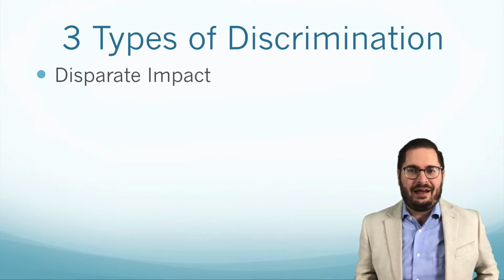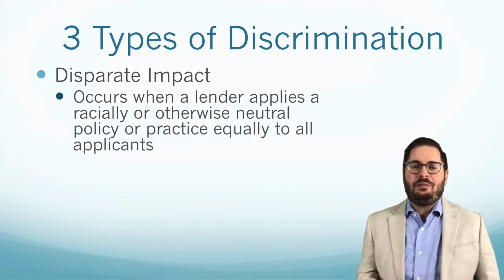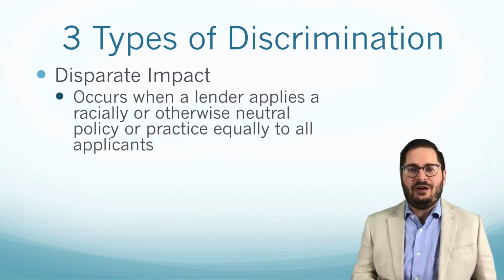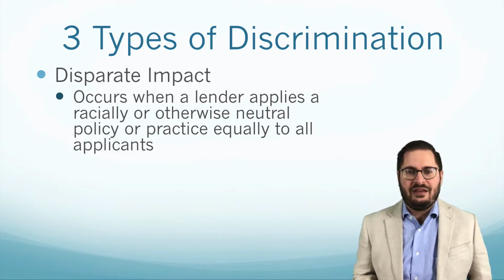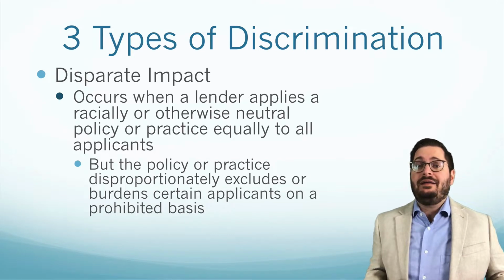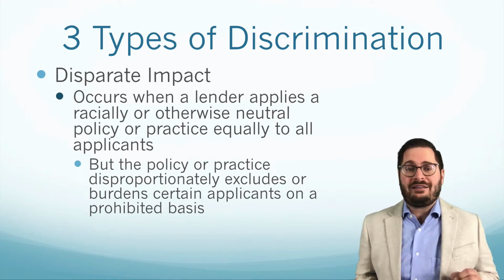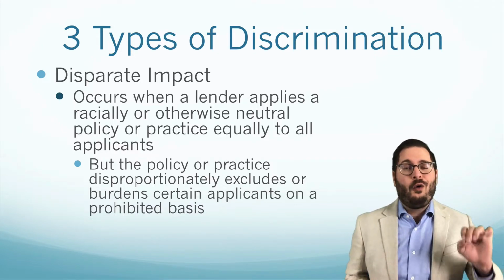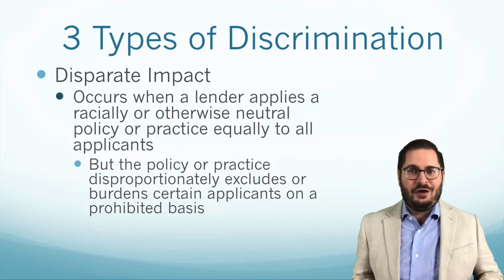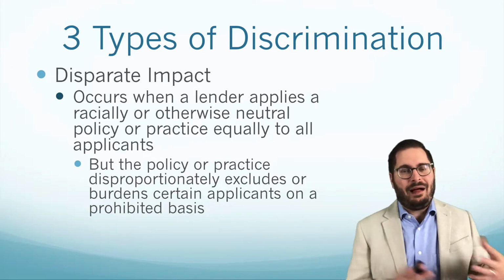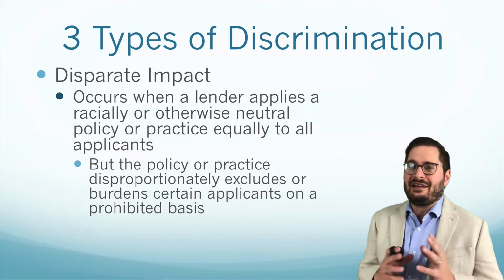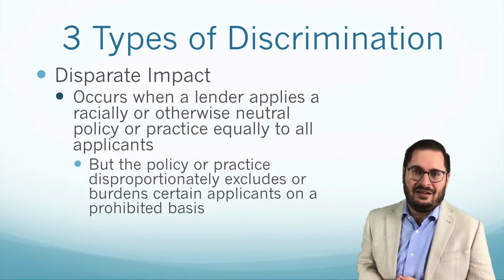Now, as far as disparate impact, this is interesting because I saw an example of disparate impact just this week in a question that came by that I'll share with you in just a minute. Disparate impact is something that occurs when a lender applies a racially or otherwise neutral policy or practice equally to all applicants, which doesn't sound like a problem, but the result is that the policy or practice disproportionately excludes or burdens certain applicants on a prohibited basis. So it's an unintentional consequence to a policy that appears in and of itself to be neutral, but has the ultimate effect of discriminating based on a protected class.